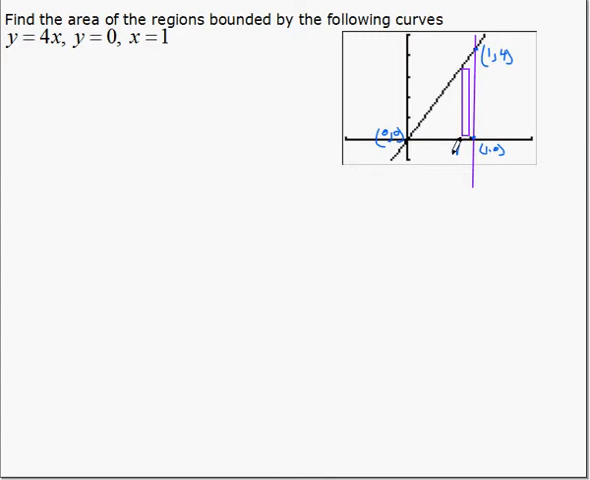So with dx, the area is what we're looking for. The integral from 0 to 1. We're choosing the x values because we're going to use dx. The top curve in this case is the line, so 4x. And the bottom curve is the x-axis, so minus 0.